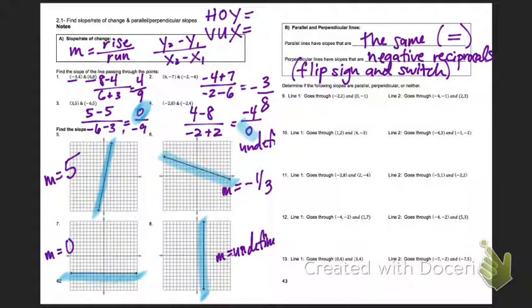So for number 9, I'm going to find the slopes of both lines, 1 and 2, and I'm going to compare them and see if they're parallel, perpendicular, or neither.